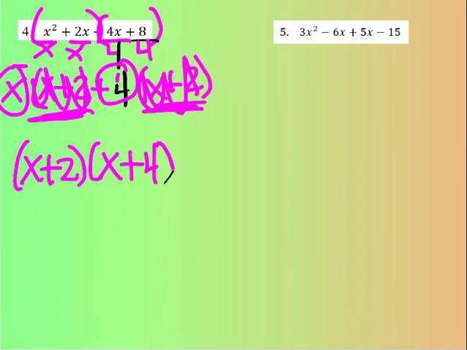Now it doesn't matter which order you write these 2 in. If you have it flip-flopped, it means the same thing. Mainly because 2 times 3 is the same as 3 times 2.